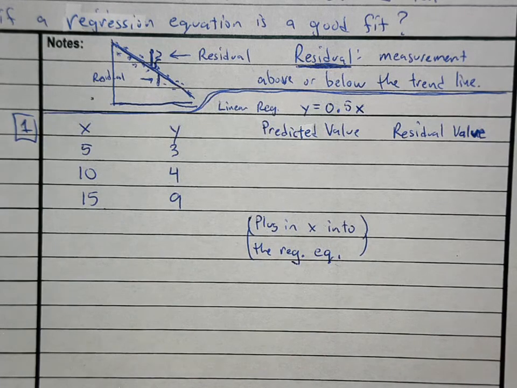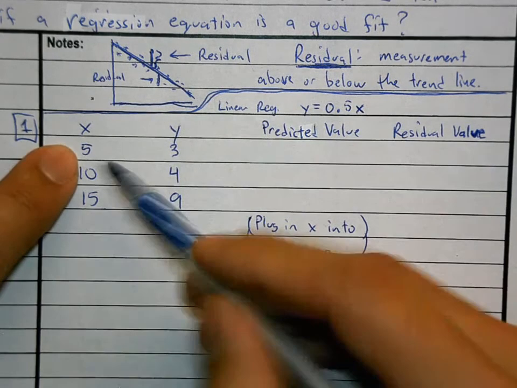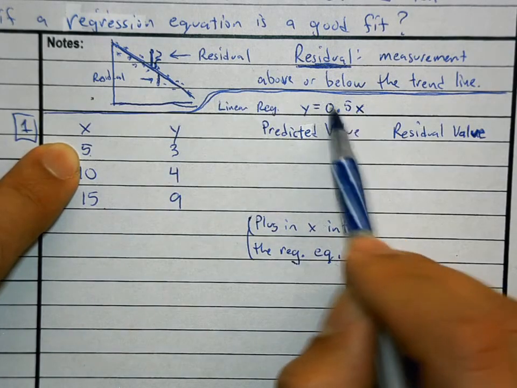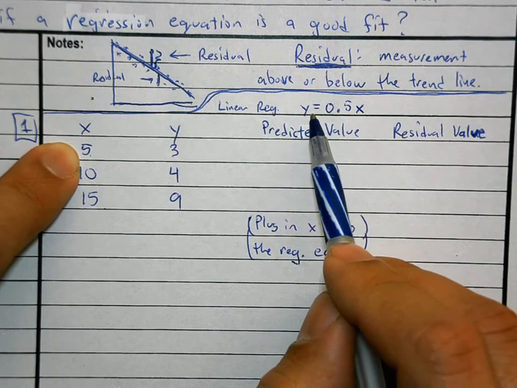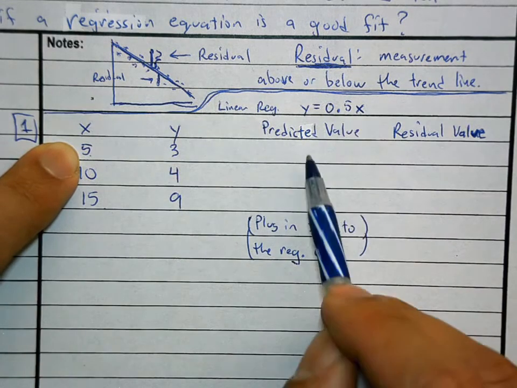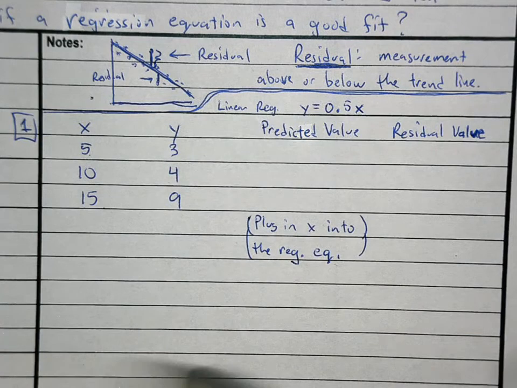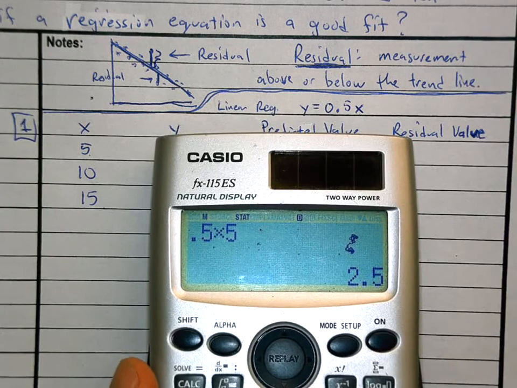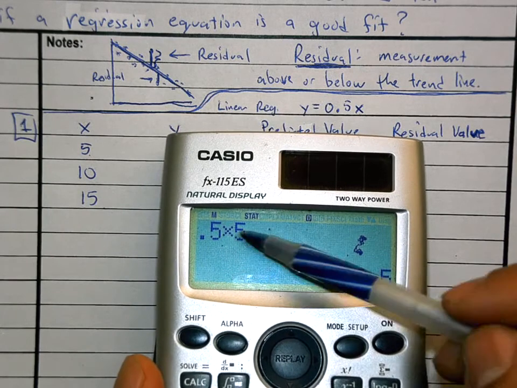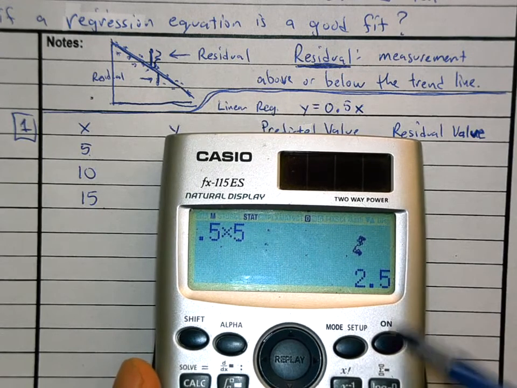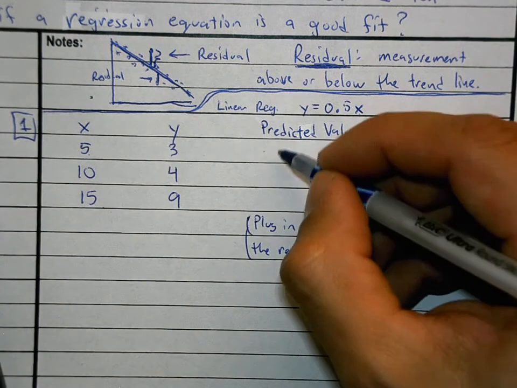Here's what we're doing. We take this x right here, this 5, and we plug it in here. What do I get for my y value? 0.5 times 5. What's my predicted value? You can do that on your calculators. If you're in the stats menu, you can still perform this calculation as long as you press the times button right there. You can also get out of the stats menu if you don't want to. So, what's my predicted value? 2.5.